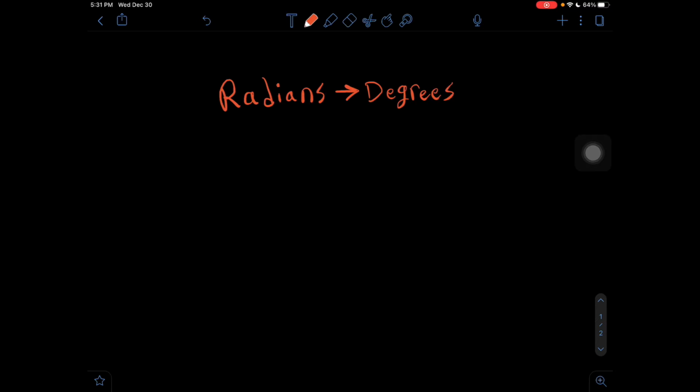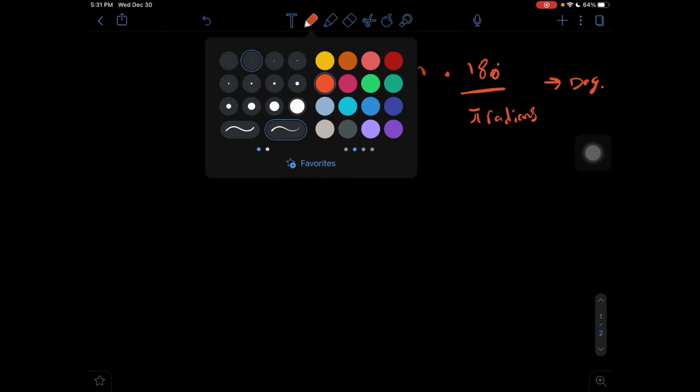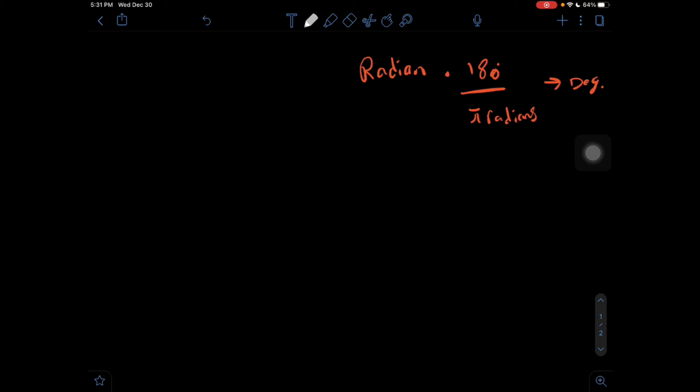In this video, we'll be going over how to convert radians into degrees. In order to convert radians into degrees, we have to remember the formula: radians times 180 degrees over pi radians will give us an answer in degrees. So we're going to do two practice problems using this formula.